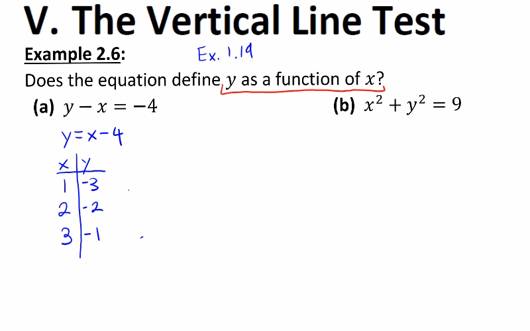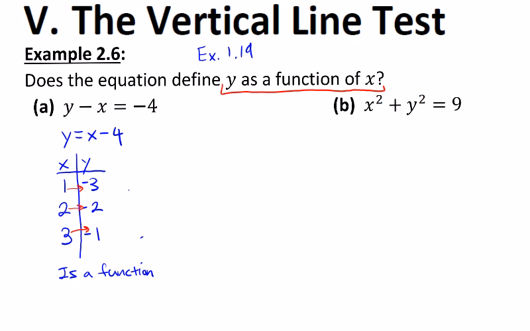So with 3 mapping to -1, 2 mapping to -2, and 1 mapping to -3, I'm finding that every x value only maps to one y value. And that's what the function definition requires. It requires that every x be paired with a unique y value. And this was the way that we determined that this is going to be used to represent a function.